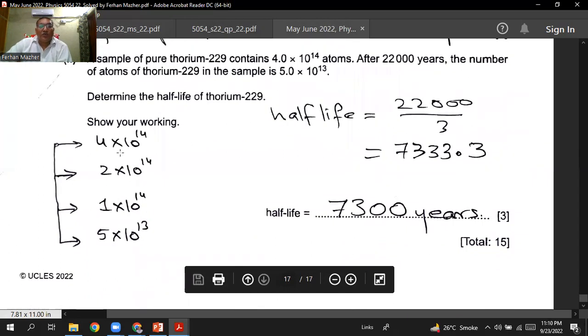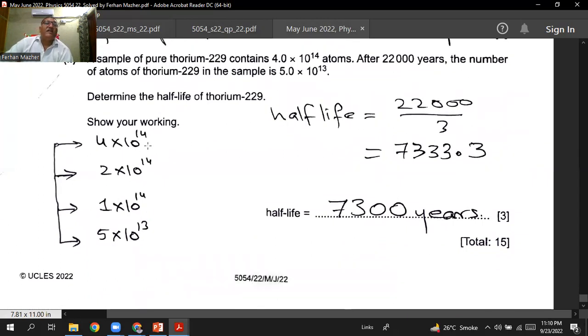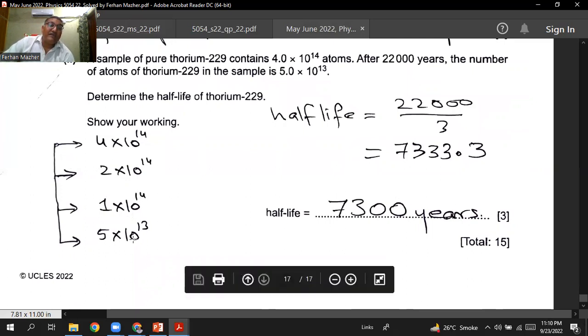So initially there were 4 × 10^14. Divided by 2, after one half-life, they will be left with 2 × 10^14 atoms. Further divided by 2, so after the second half-life, there are 1 × 10^14 left. Divide this number again by 2, you are left with 5 × 10^13. So count how many half-lives have passed. 1, 2, we count the gaps. This is 1, 2, 3.